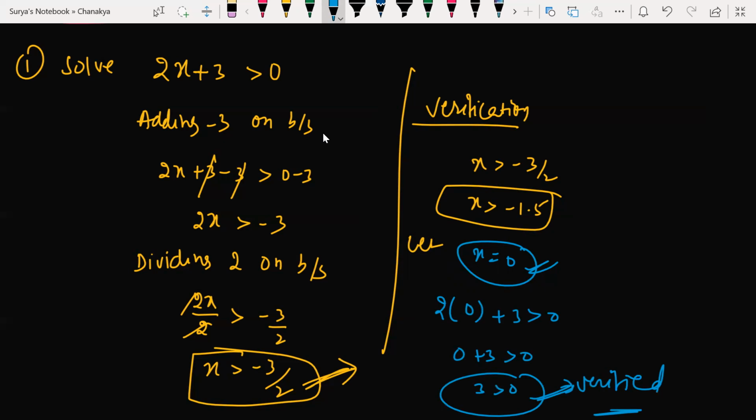Sir, why did you take 0 and substitute here? You can take x value 1, x value 2, any value which is greater than minus 1.5. You can take x value minus 1 and substitute. Who asked you not to do that? Who asked you not to substitute minus 1, 0, or 1? You substitute whatever value you want, but that should be greater than minus 1.5. Substitute, verify, and confirm your answer.